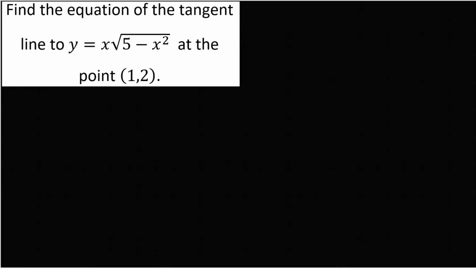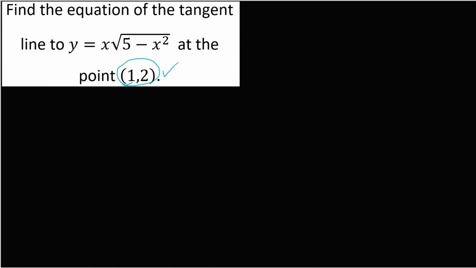So the first thing that we should be doing is check to make sure that that point is a point on the graph. So there's no errors there. When x is 1, 1 squared is 1, 5 minus 1 is 4, square root of 4 is 2, 2 multiplied by 1 is still 2. So that is a good point on the graph where your tangent line will cross.